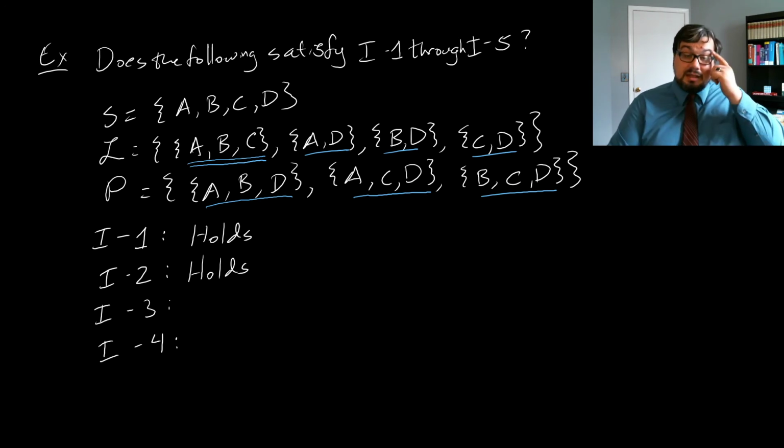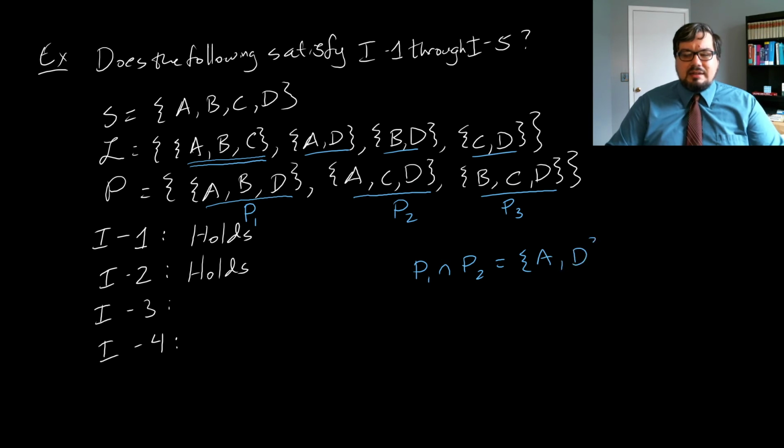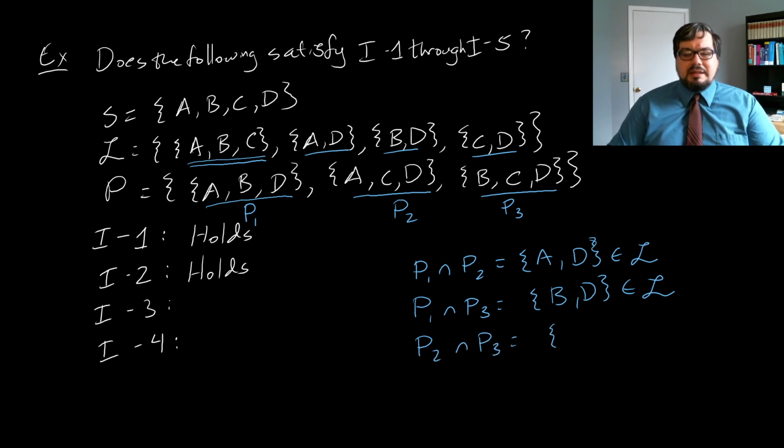Let's look at I4. I4 says that if we intersect any 2 planes, then we get a line. Now let's check that out precisely. Let me give names to these planes. Let me call it P1, P2, and P3 for plane 1, plane 2, and plane 3. So P1 intersect P2 is the set AD, which is in fact a line. P1 intersect P3 is the set BD, which is a line. P2 intersect P3 is the set CD, which again is a line. So I4 holds.